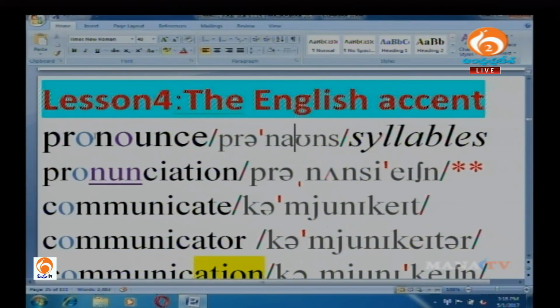So, let's go over to this lesson, English accent. The English accent. Everybody talks about accent. What is an accent? Accent has two meanings. One is the influence of your mother tongue when you speak a different language.